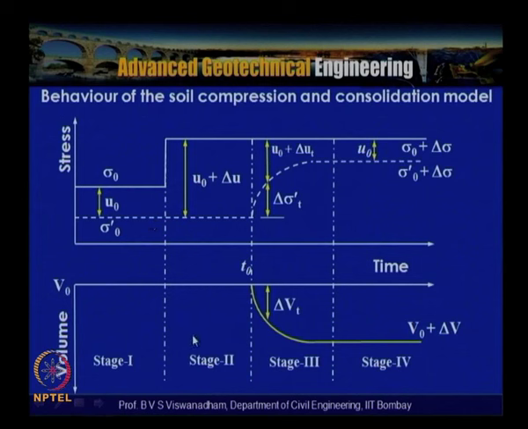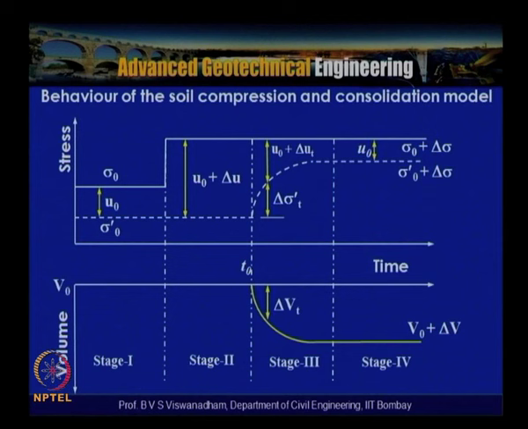Now at time t equal to 0 in stage 2, let us assume that this is the initial effective stress, sigma naught dash. The soil surface is subjected to an increase in load, delta sigma, the incremental stress that has been applied. Immediately at time t equal to 0, the water within the voids will be subjected to a pressure equivalent to the intensity of the pressure applied on the surface of the soil. So delta sigma becomes delta U.